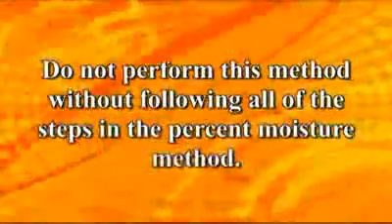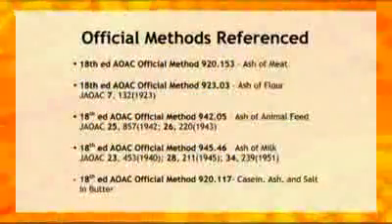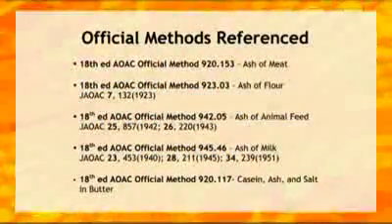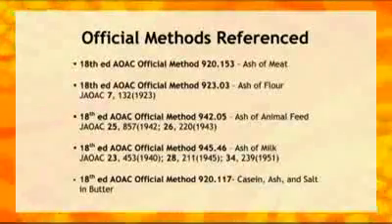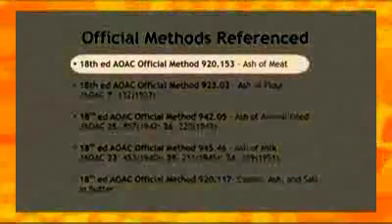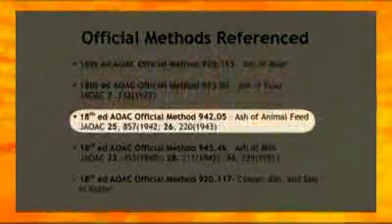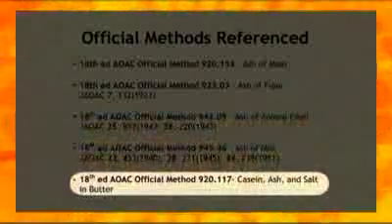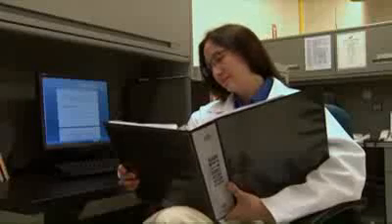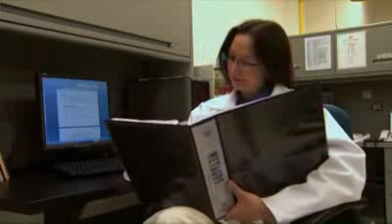If you have not viewed the %moisture video, please review the method and follow all the steps before proceeding with the ash determination method. The %ASH method described here is based on these official methods. These official methods we refer to are suitable for meat, flour, animal feed, milk casein, and butter. Before attempting this technique, it is mandatory to read the test method in its entirety. This presentation is simply an overview or a summary of %ASH.